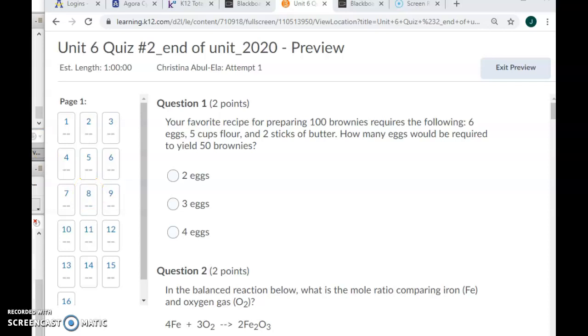Welcome to the End of Unit 6, Quiz Number 2, Read Aloud. If you need some more time between questions, please pause the recording. Right, here we go. Question number 1.